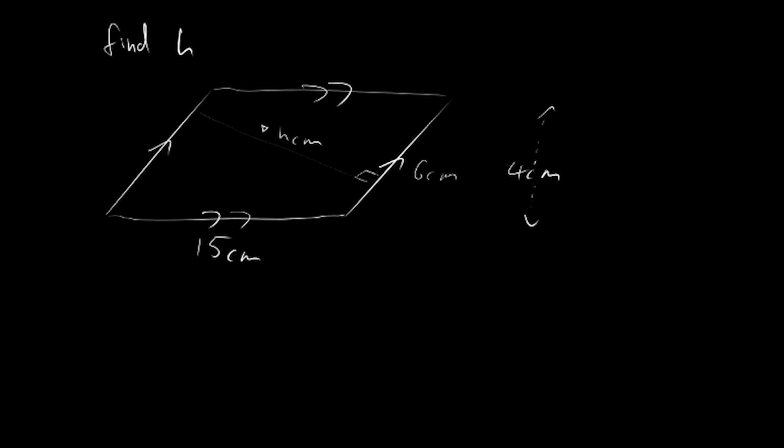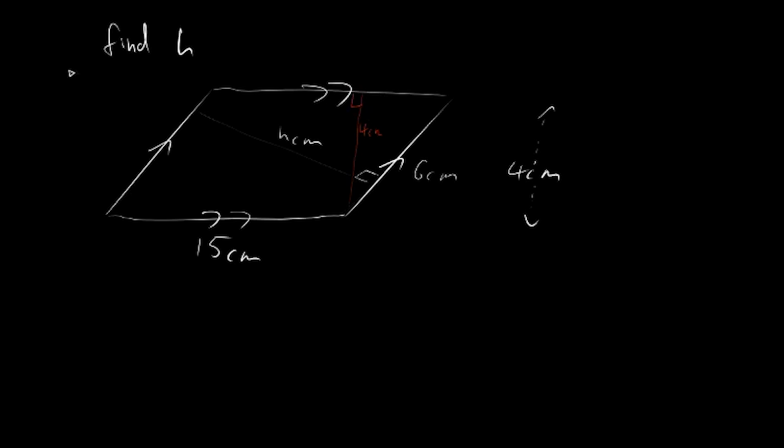So basically we have to find the perpendicular distance from this line to this line. And we're given that this side is 15, this side is 16, and the height, or the perpendicular distance from here to here, is 4 centimeters. So let me just draw this out again. From here to here is 4 centimeters.